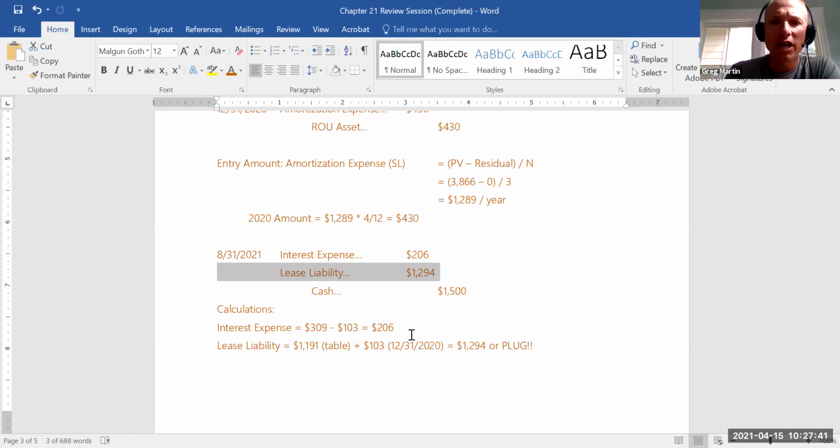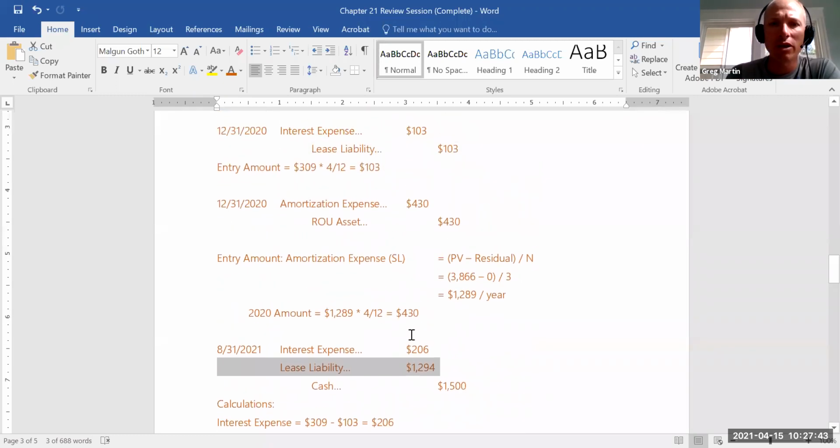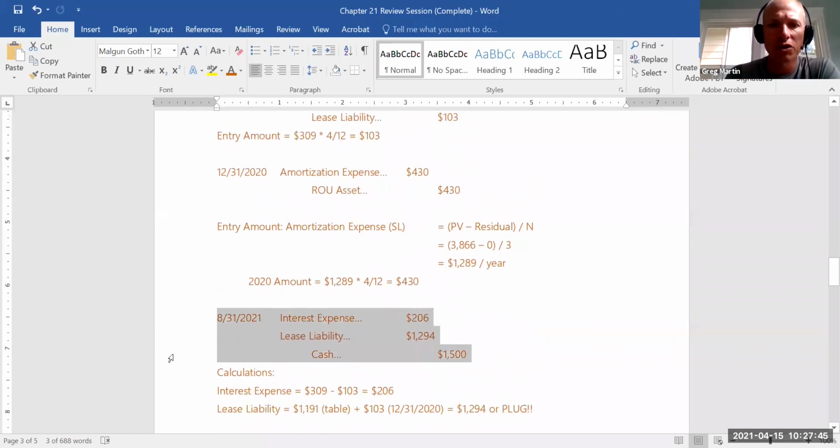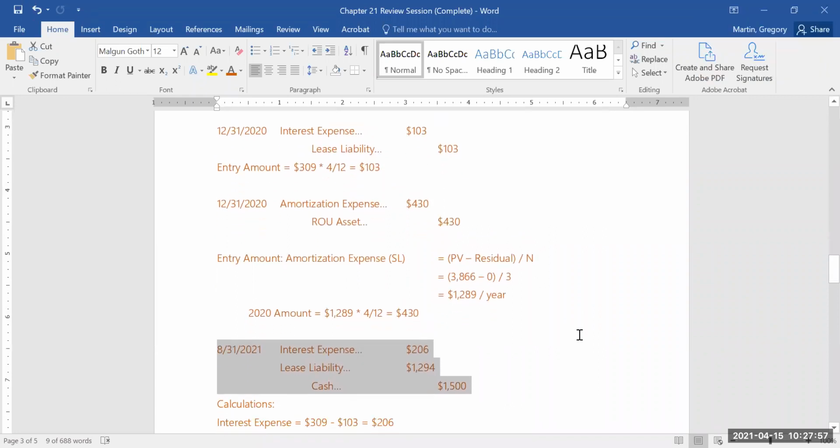But let me stop there in case there are any questions, because typically, especially this second journal entry, that's where some students can start to get a little tripped up. Any questions about this problem? I have a question, Professor.